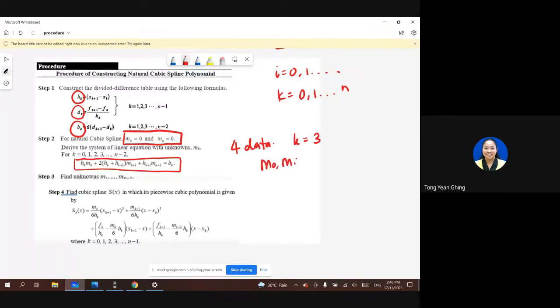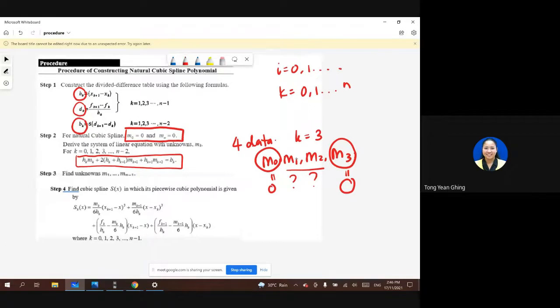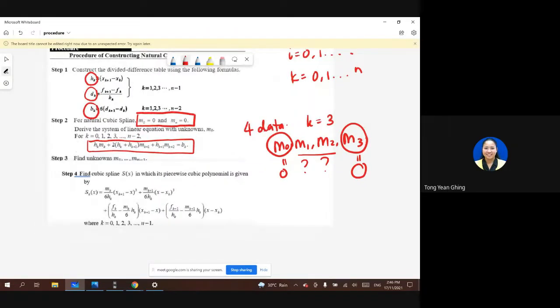M0, M1, M2, M3 up to 3. So this M is zero, which means you have 2 unknowns here, M1 and M2. So we have to find what M1 and M2 are, the unknowns up to M N minus 1. Looking at our N now, which is 3, N minus 1 means 2.